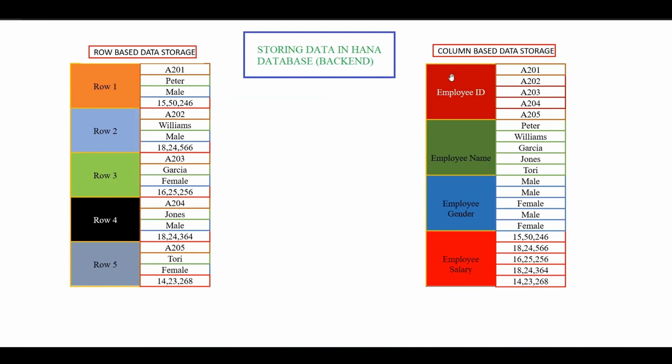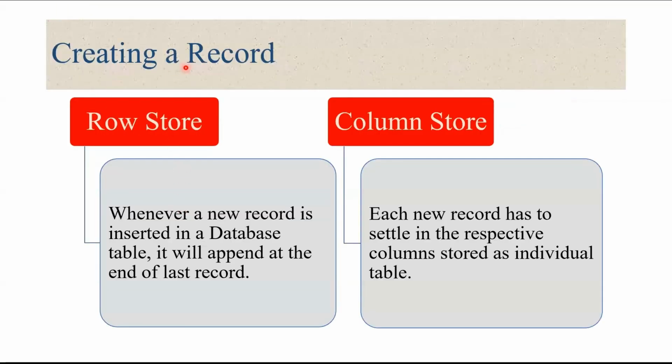Now, if we see the vertical arrangement of the column store data, the same appears here also. We can see all the employee ID column related information at one place. Below that, employee name related data is displayed, and below that, employee gender related data is displayed, and at last, employee salary related information is displayed. So as there are 4 columns, 4 individual tables are created and data is stored separately column wise.